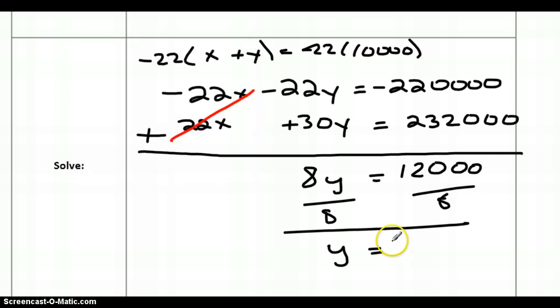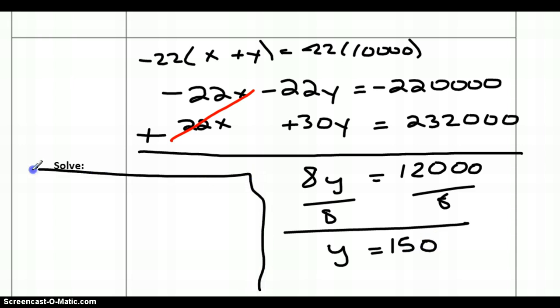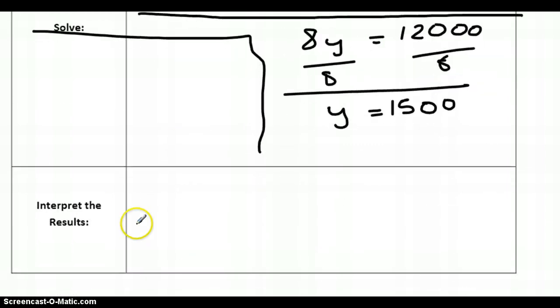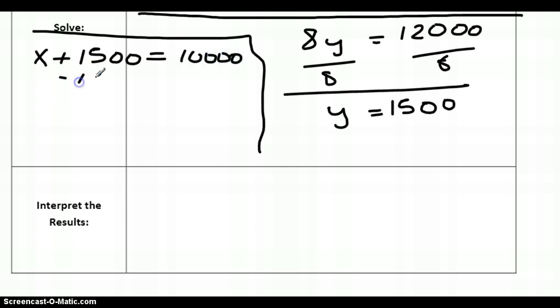1,500 times. Okay. So 1,500 is my y value. I need to go ahead and find my x value. Now I know that x plus y equals 10,000. So I know that x plus 1,500 equals 10,000. So if I subtract 1,500, I get my x value.